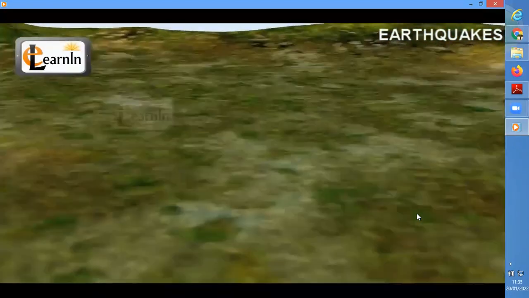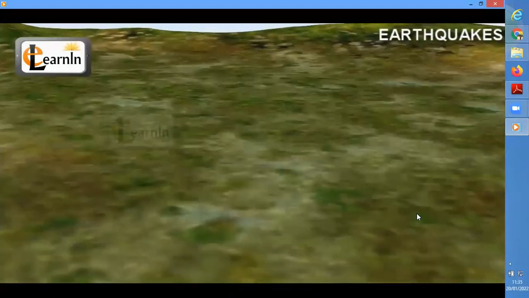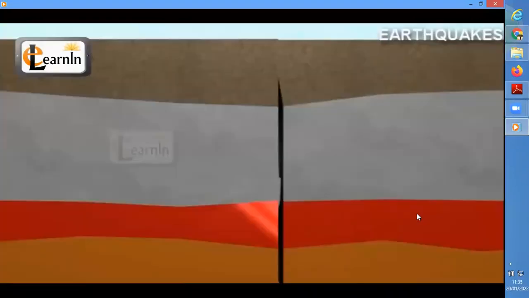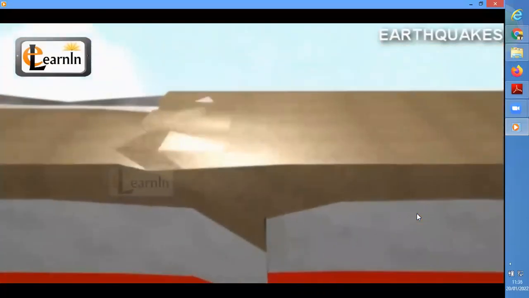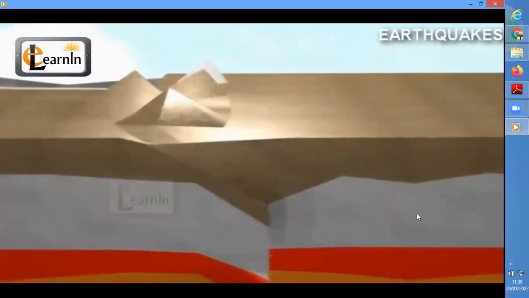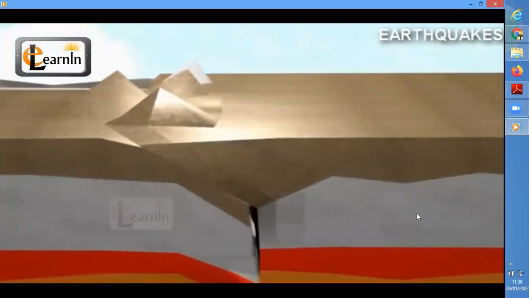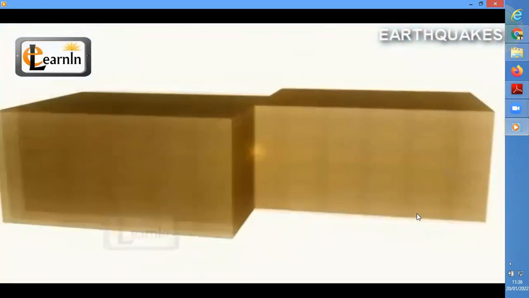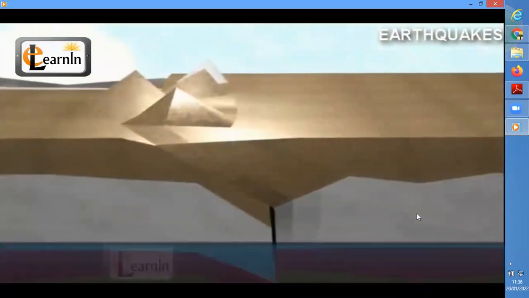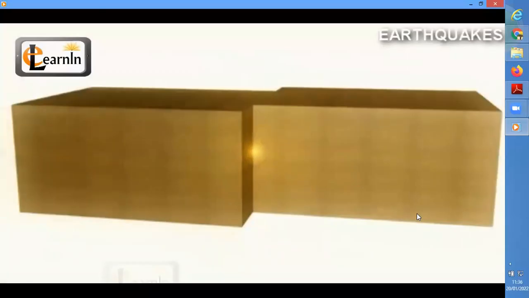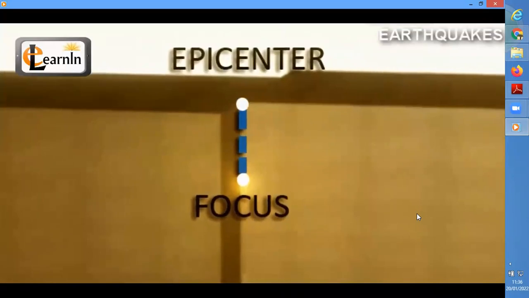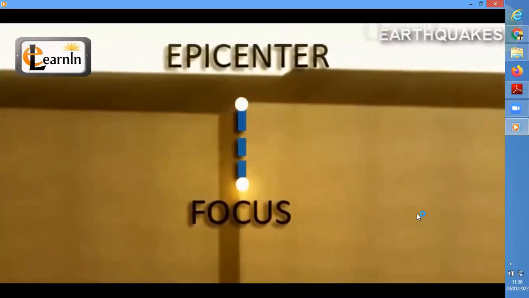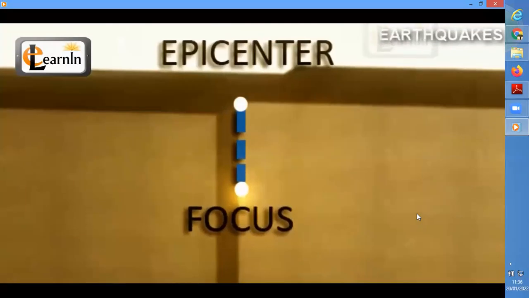An unexpected movement of the Earth's surface is called an earthquake. When two parts of the Earth's surface move suddenly in relation to each other along the fault line due to tectonic forces, an earthquake occurs. A tremendous amount of energy is released in the form of tremors and vibrations. Such earthquakes are called tectonic earthquakes. The point of origin of an earthquake is called the focus, while the point directly above it on the surface of the Earth is called the epicenter.